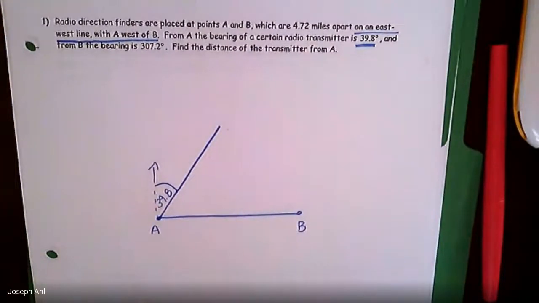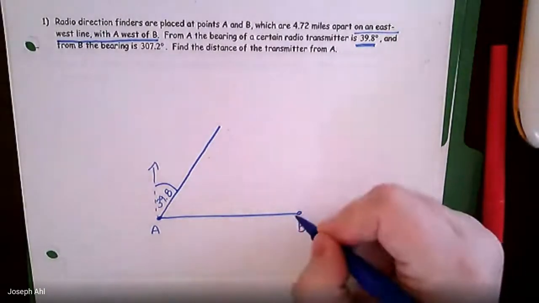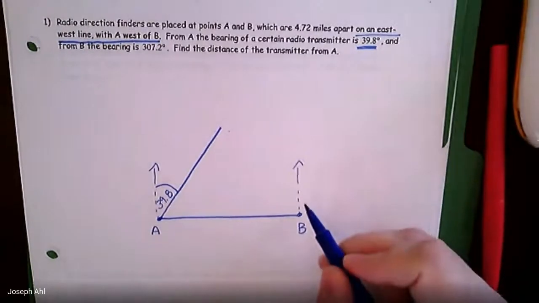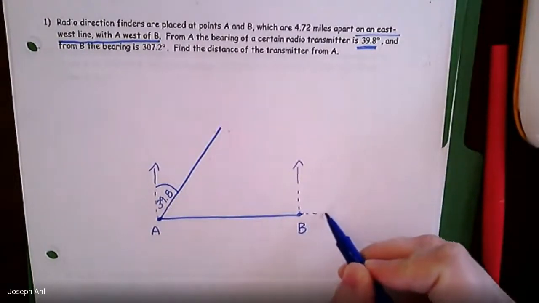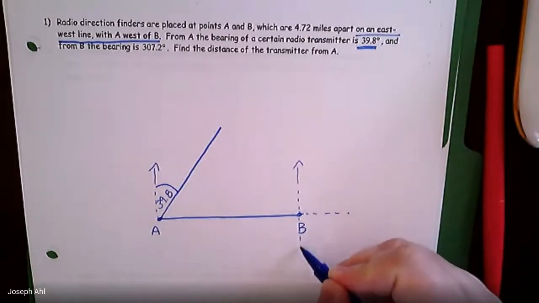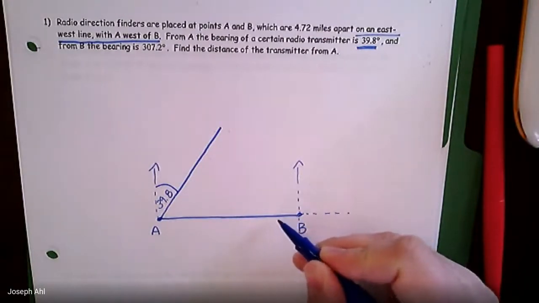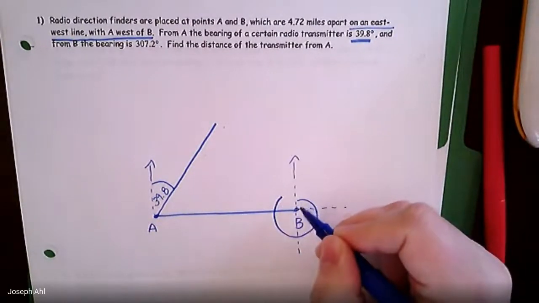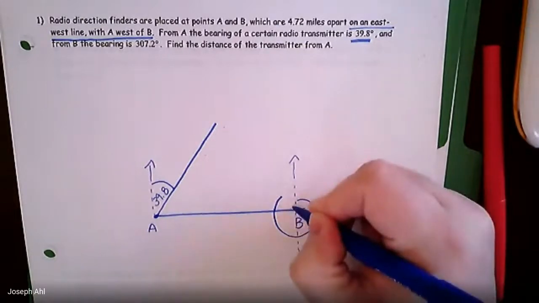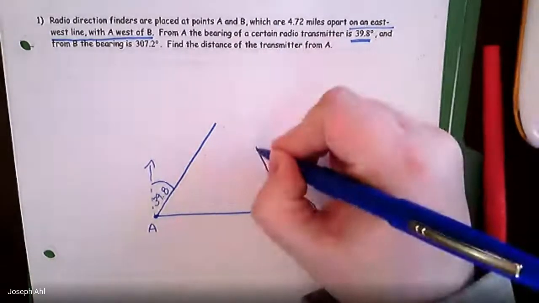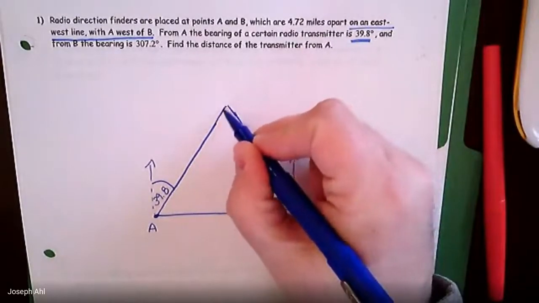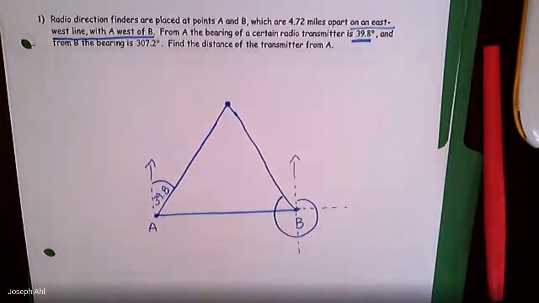Okay, and then if I go over to point B, it says that the bearing from point B is 307.2 degrees. Okay, so again, start due north from point B. And if I go 307.2, we'll remember that directly to the right would be 90, down would be 180, left would be 270. So 307.2 might look something like this. Definitely stop short of going a full 360. And you can see that if I connect that bearing, these two will eventually meet up. And that's where that radio transmitter is located.